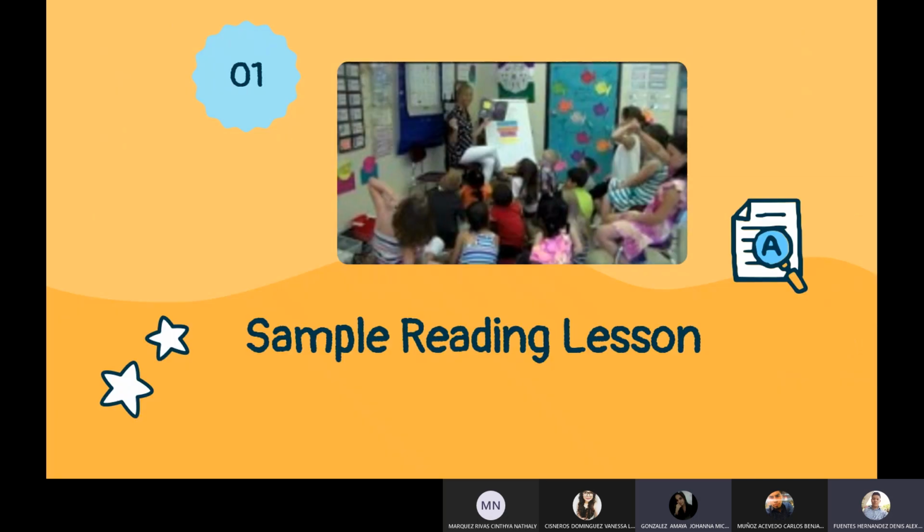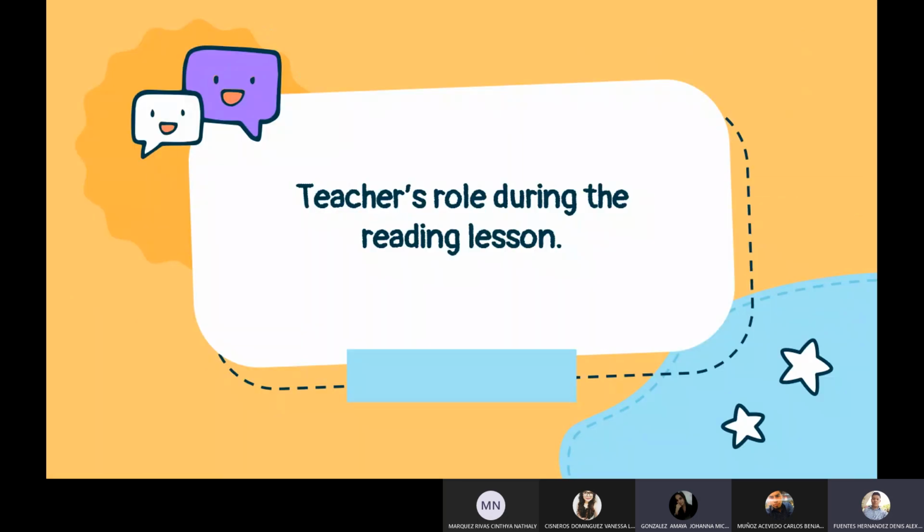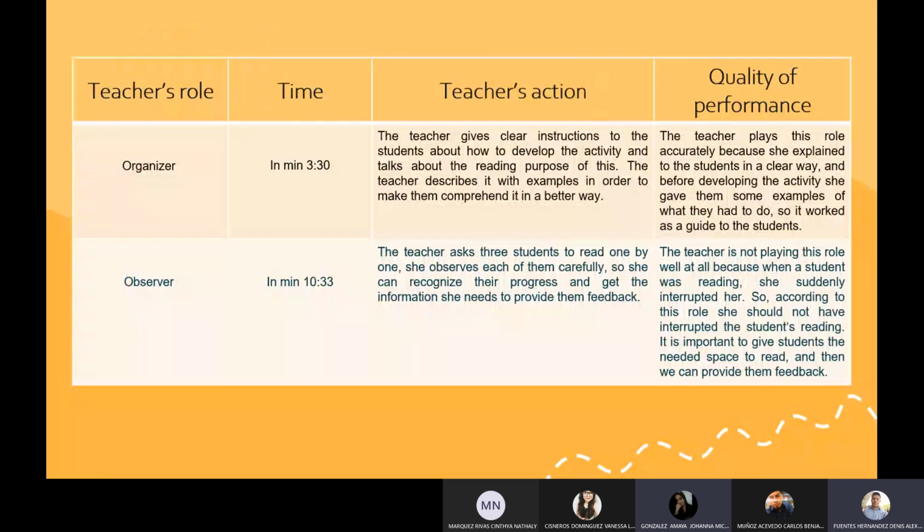In the video that we selected, the teacher gives clear instructions to the students about how to develop the activity and talks about the reading purpose of this. Then the teacher describes it with examples in order to make students comprehend it in a better way. Now we are going to watch that part of the video. So, Denise, please play the video.